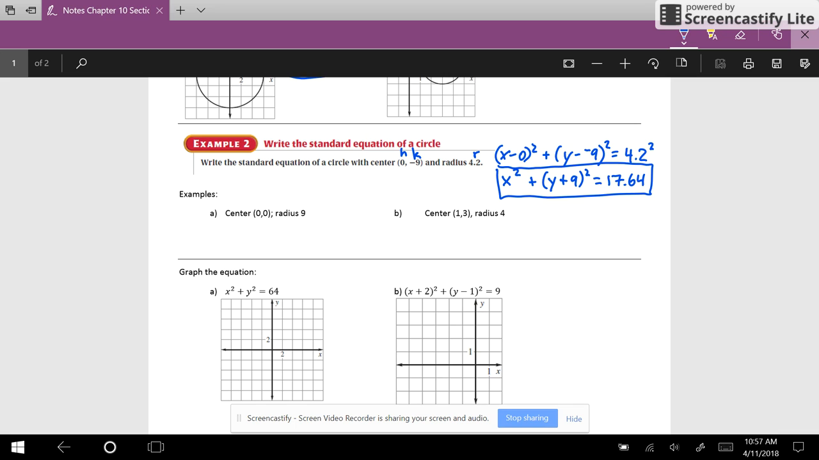Once again, let me point out, the center was 0, negative 9. 0 doesn't matter, we can just drop that. But on the negative 9, because it was a negative 9, we have a y plus 9. The sign was the opposite.